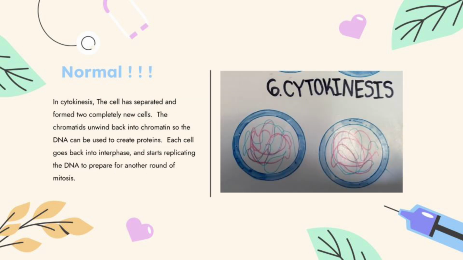In cytokinesis, the cell has separated and formed 2 completely new cells. The chromatids unwind back into chromatin, so the DNA can be used to create proteins. Each cell goes back into interphase and starts replicating the DNA to prepare for another round of mitosis.